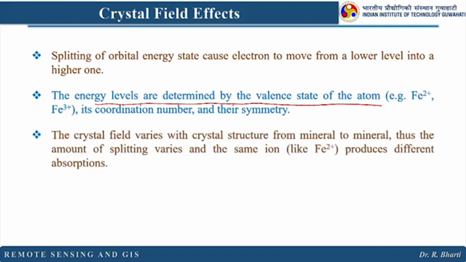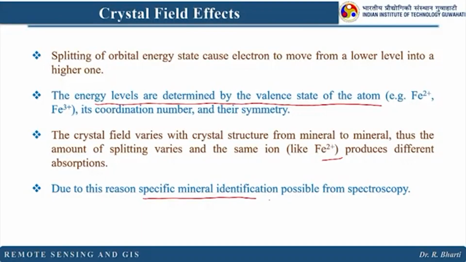The crystal field varies with crystal structure from mineral to mineral, thus the amount of splitting varies, and the same ion like Fe2+ produces different absorption. So now it is different for Fe2+ and Fe3+. So for the same ion you have different valence states, right.